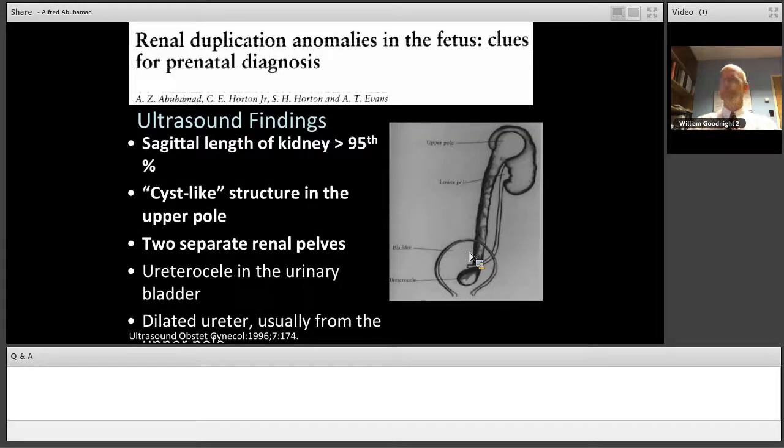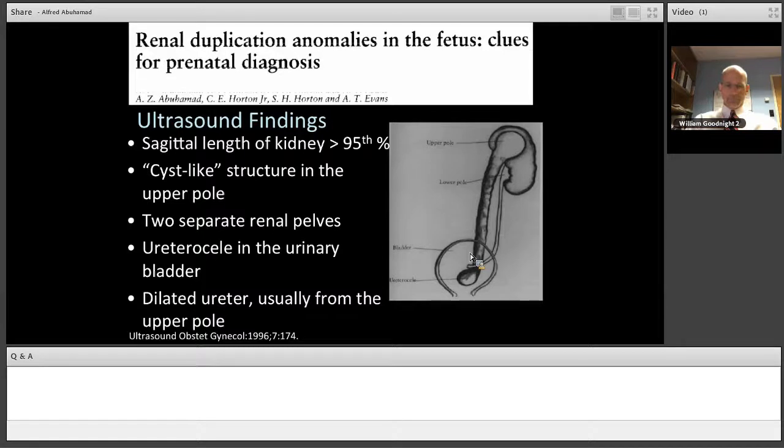So what are the findings that you see? Several years back, and I'm dating myself here, we did a study on a number of fetuses with duplex kidneys to define what you see prenatally. And these are the criteria that you should follow. The sagittal length of the kidney would be enlarged, certainly because you have almost double kidneys. There's a cyst-like structure in the upper pole. In my experience, this is the most important factor for you to identify those. I'm going to show you a lot of cases. There are two separate renal pelvises that you see. There's a ureterocele in the urinary bladder, and the distal ureter, usually from the upper pole, is usually dilated.